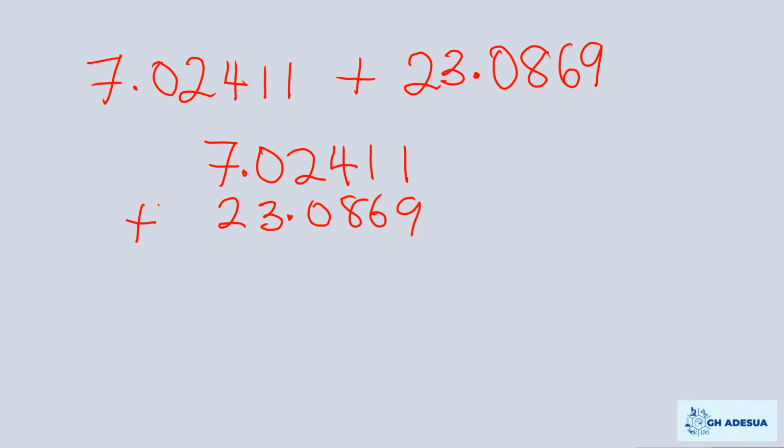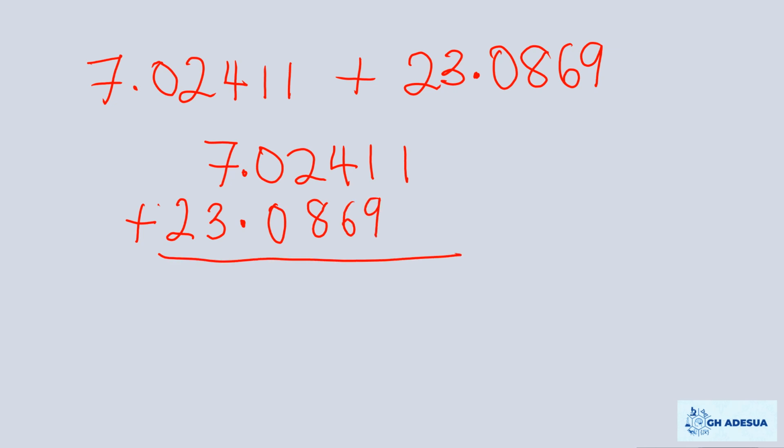So you are now communicating. So the 3 is supposed to be under the 7. Is that okay? And that's the most important thing about it. As for the rest, I know you can deal with it. Okay, so it will be 23.0869, right? Okay, so let's go.